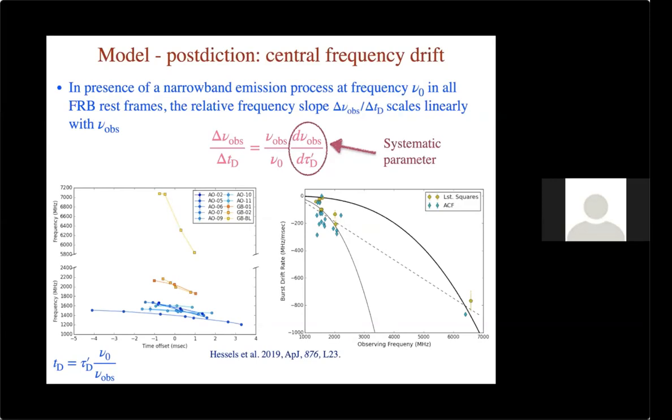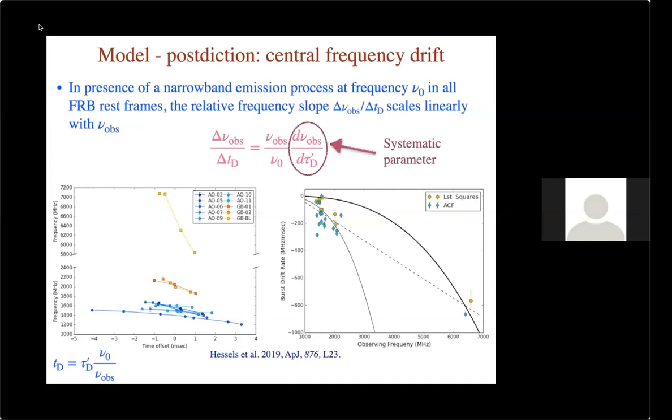Here, D nu observed, D top prime D is a systematic parameter that basically depends on the physical properties, like the physical environment of the FRB source. So for a given nu naught, for a given rest frame frequency, we see that the relative frequency slope scales linearly with nu observed. This comes out from this equation.